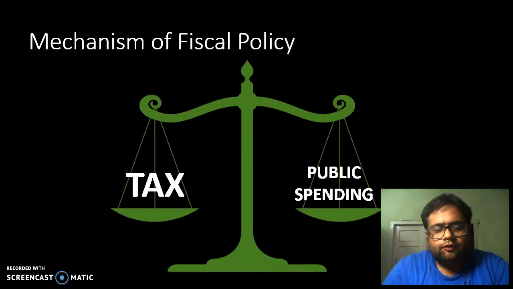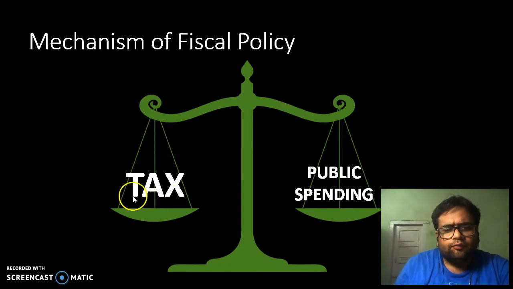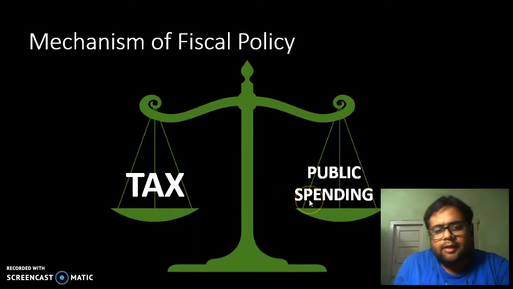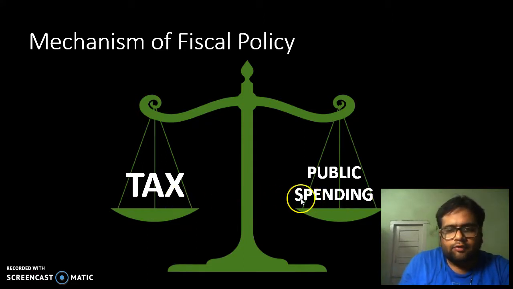So what is the mechanism of fiscal policy? I've explained earlier that it is an art of making a balance between tax and public spending. The sources of tax are where the government is earning from, and public spending is where the government is spending. The major focus of fiscal policy is to maintain that balance. That's why I made this diagram, because there is a dire need of making that balance of tax and public spending. If we spend more and get less money, that situation is again a situation of deficit.